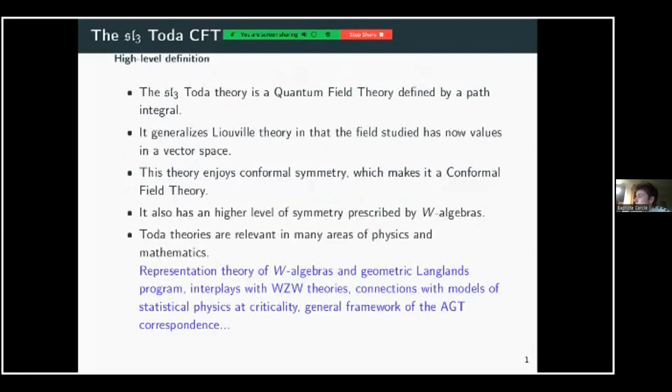Of course, there are many reasons for us to study this Toda Conformal Field Theory. Should it be from the point of view of W-algebras, which are currently being studied from representation theoretical viewpoints, or thanks to its interplay with other models studied by physicists, such as WZW models or models of statistical physics at criticality, or because it is a general framework of the AGT correspondence.